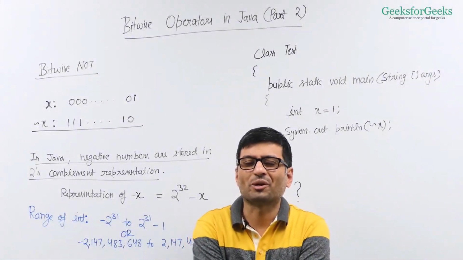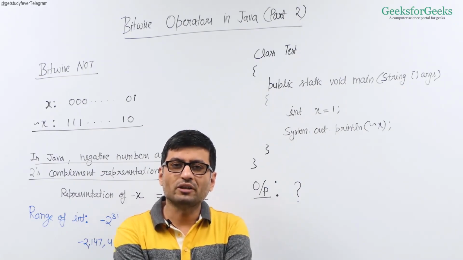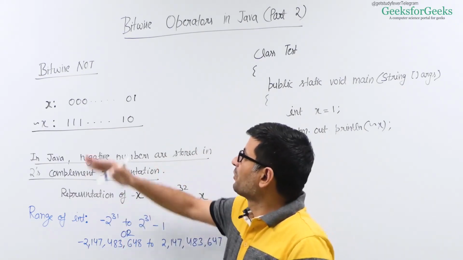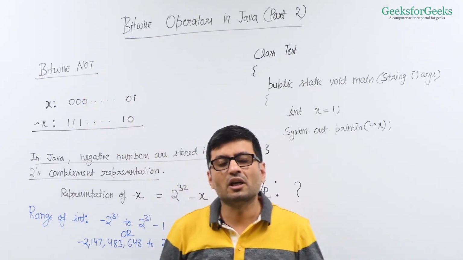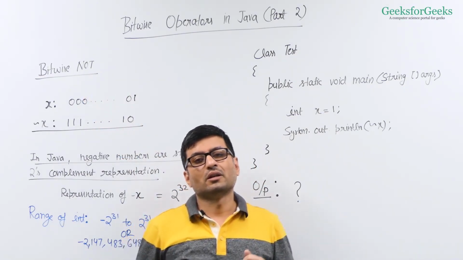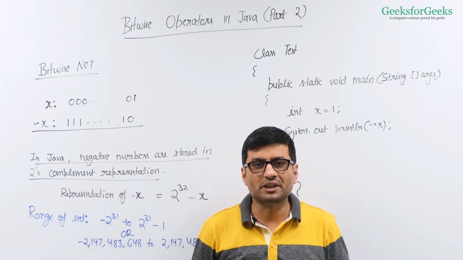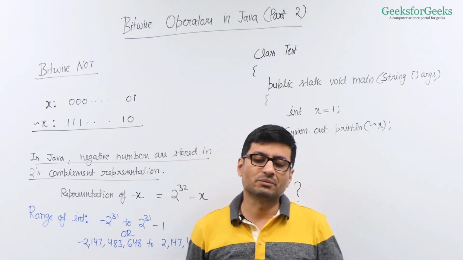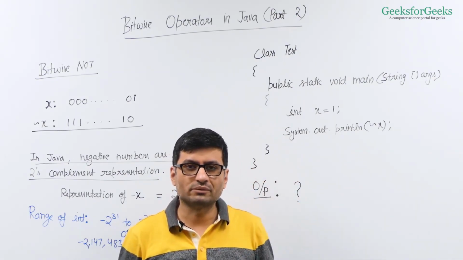Hi, let us talk about more bitwise operators. So the first bitwise operator that we are going to talk about is bitwise NOT or bitwise complement. As the name suggests, it takes an input number, considers its binary representation and inverts every bit. What do we mean by invert? 0 becomes 1 and 1 becomes 0.